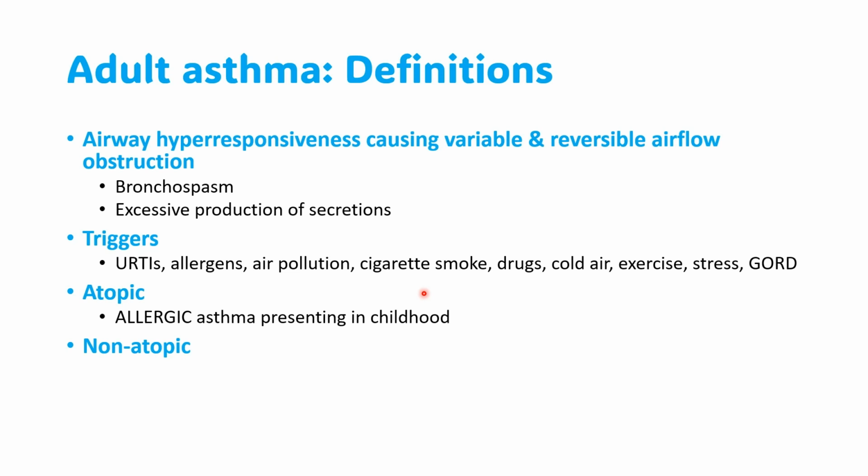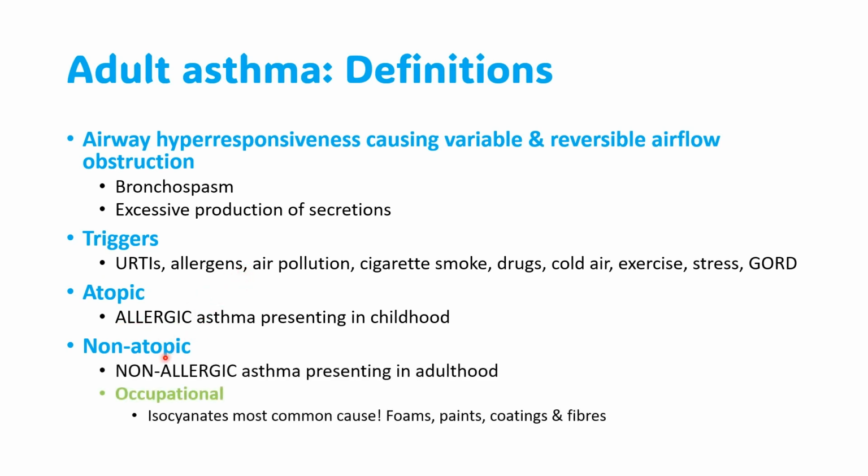Atopy or atopic, just think allergic, and we're going to touch on that lots of times during the video. We also have non-atopic, so this is non-allergic asthma, and this typically presents in adulthood. One of the sub-classifications we can have is occupational asthma, so asthma where the trigger is a result of a person's occupation. The most common cause of occupational asthma is isocyanates. Isocyanates are a chemical found in foams, paints, different coatings, and also fibers.